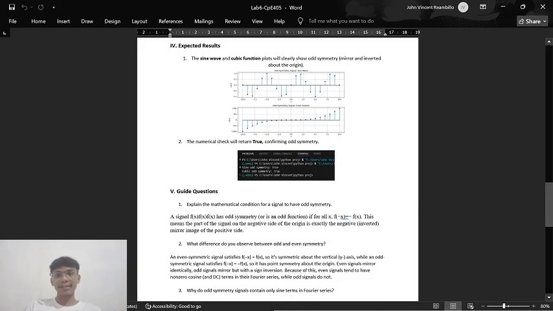From the plots, I observed that the sine wave and the cubic function had the same antisymmetric pattern. The right side of the signal looked like the left side but flipped upside down. This confirms that in odd symmetry, every positive value on one side has an equal negative value on the opposite side. I also learned that this is different from even symmetry, where the two sides of the signal are identical and mirror each other directly. Odd symmetry flips across both axes, while even symmetry only mirrors across the vertical axis.